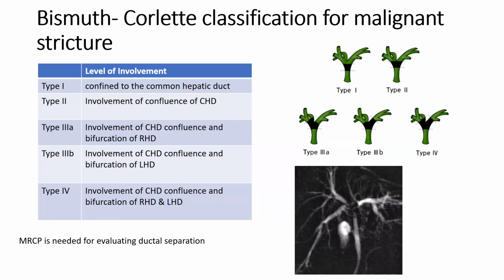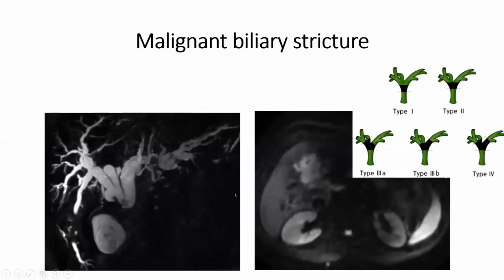And in MRCP, generally in case of malignant strictures, we are asked to evaluate for the ductal separation, the number of ducts that are separated. The endoscopists or the interventional radiologists generally need to see these images to assess these conditions. So here in this condition, we are seeing a type 3A stricture where the confluence is involved as well as the right secondary confluence is separated.